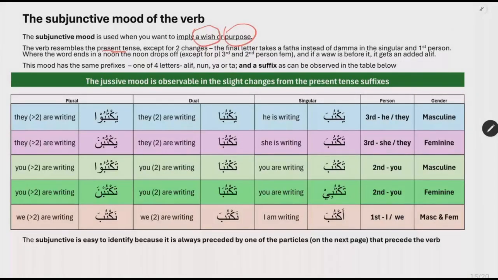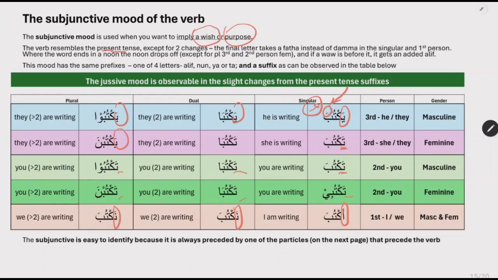Right? So the previous table we did with the alif, nun, ya, ta, you can see here's the alif, here's the nun, and here's the ya, here's the ya, here's the ya, and then the ta is in this one. So the alif, nun, ya, ta concept remains the same in this particular mood. The one change that happens is that in the previous present tense table we had yaktubu, with the dhamma on the ba. Notice what happens here: we just change it to a fatha. So that's the one key indicator you look out for. It shows it's a subjunctive verb.